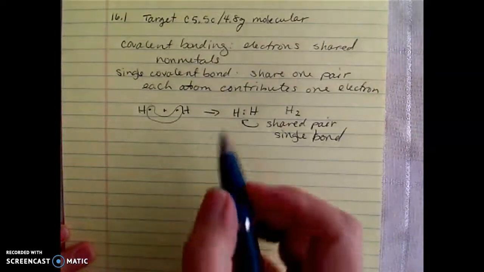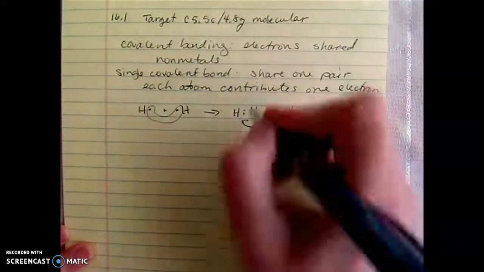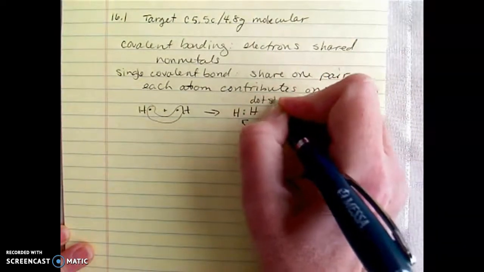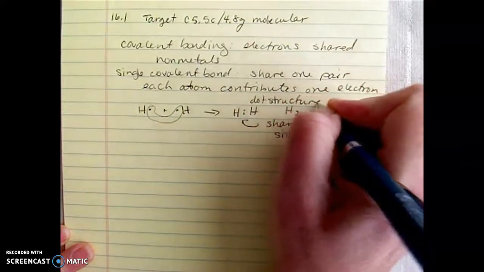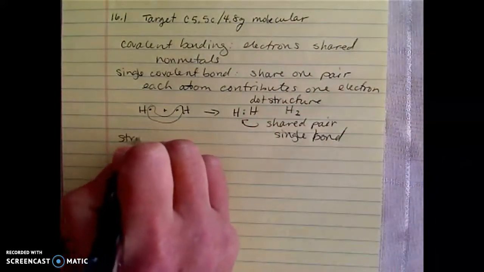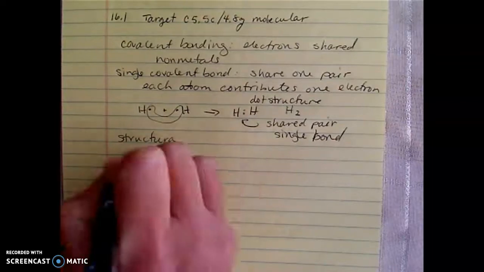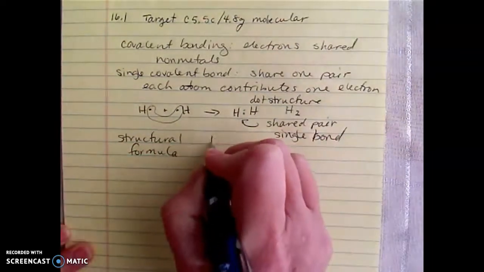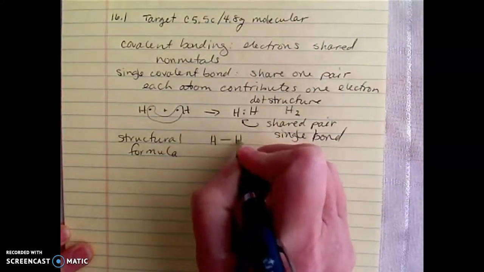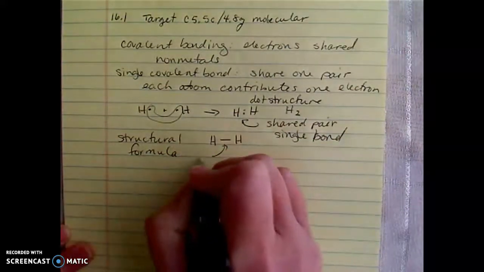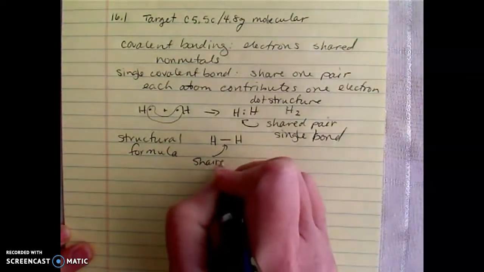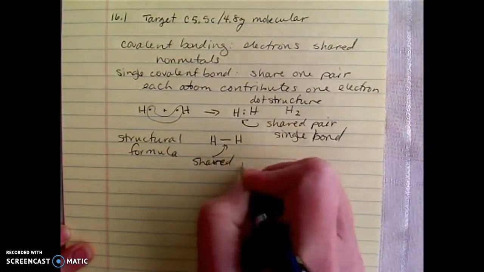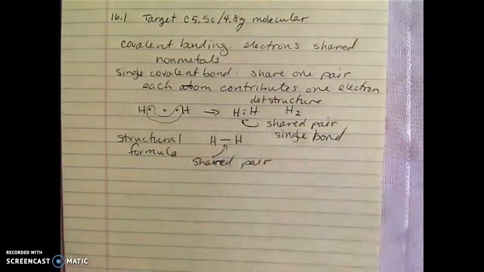Another way that you can draw this, instead of using a dot structure, you could write it using a structural formula. A structural formula will represent a shared pair with a line. Oops, spelled that wrong. All right.